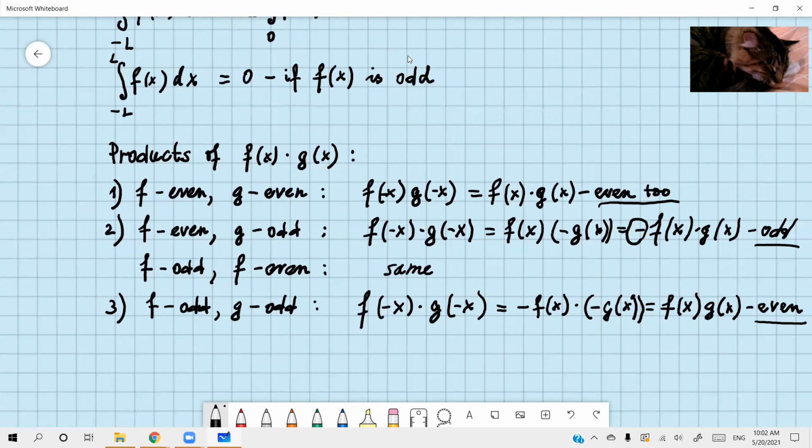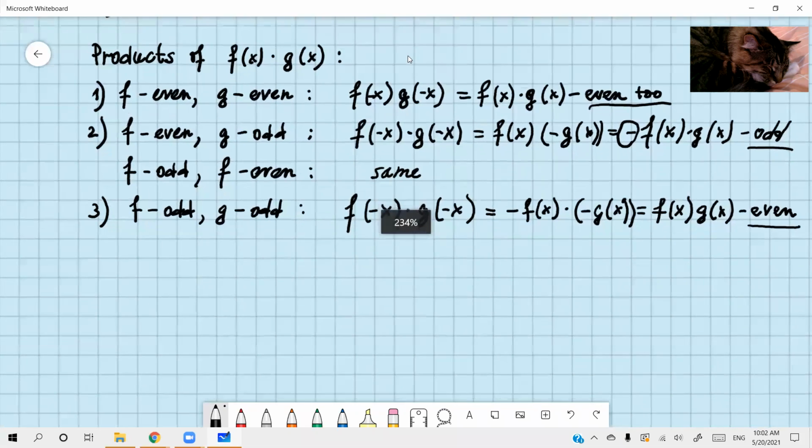How is it going to help us? Well, remember that we are dealing with lots of integrals of some function times cosine or some function times sine. We remember that cosine is even and sine is odd, right? And we also can have a function which we multiply by sine and cosine that is even or odd.